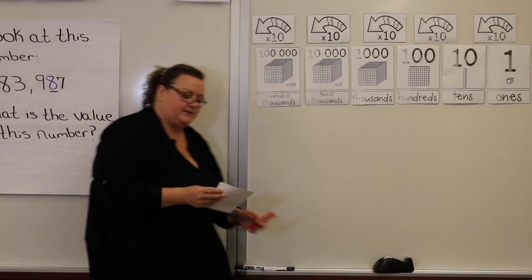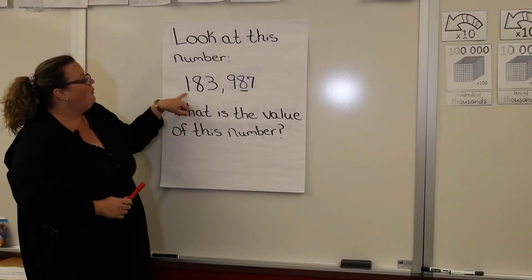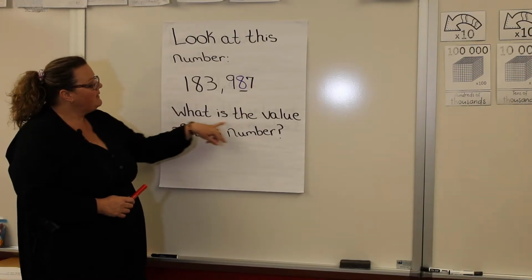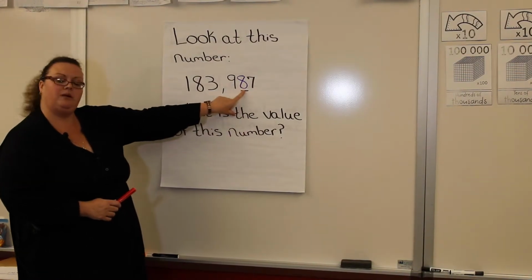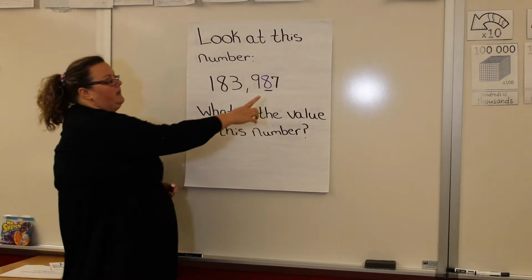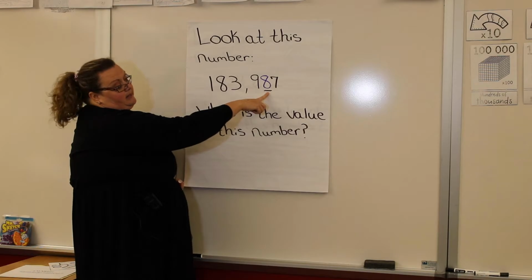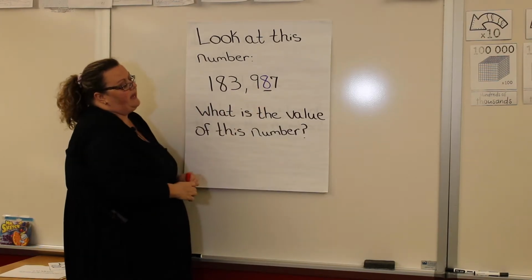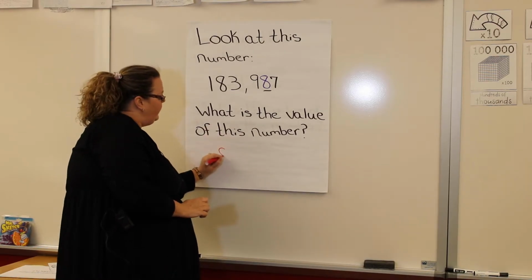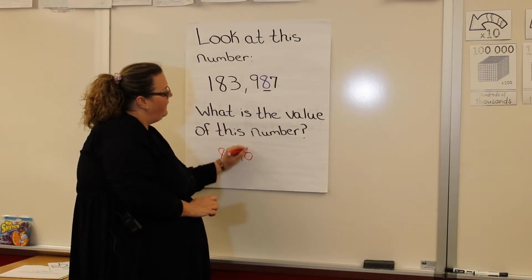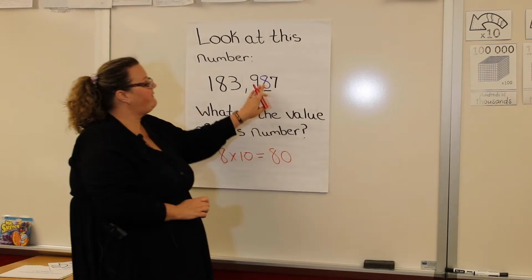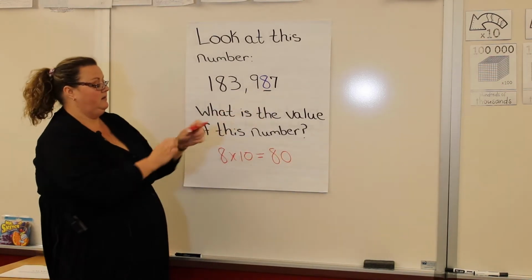We're going to do some practice. Let's take a look at this number. 183,987. What is the value of this number in purple and underlined? Well, let me look at what place it's in. It's in the tens place. So I know if it's in the tens place and I multiply it by 10, so 8 times 10, it is worth 80. So that number has a value of 80.